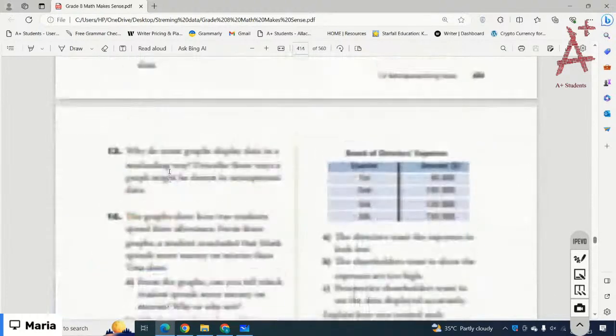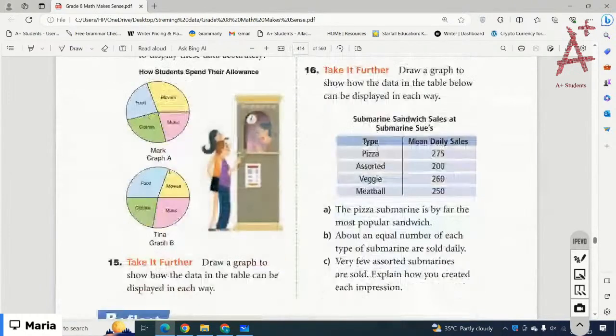Question number 6. Draw a graph to show how the data in the table below can be displayed in each way. The pizza submarine is by far the most popular sandwich. About an equal number of each type of submarine are sold. Okay, question number 16 is you have to make a graph, right?